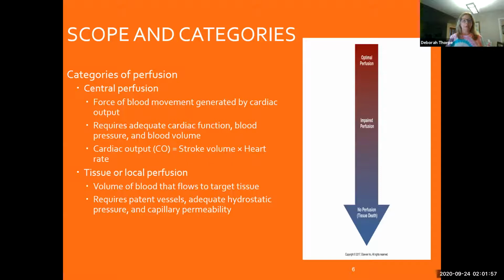Tissue or local perfusion is the volume of blood that flows to the targeted tissues. And it requires that the blood vessels remain open, that they're patent, that you have adequate hydrostatic pressure through them to get the blood to move, and that the capillaries are permeable, that they can drop off the blood, the oxygen.